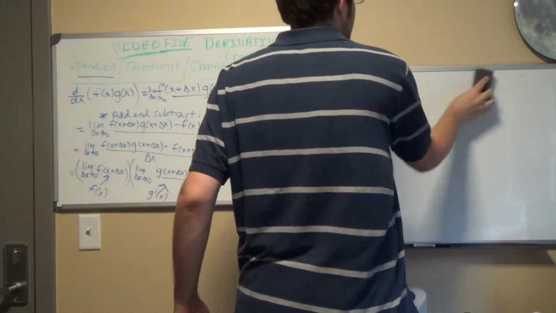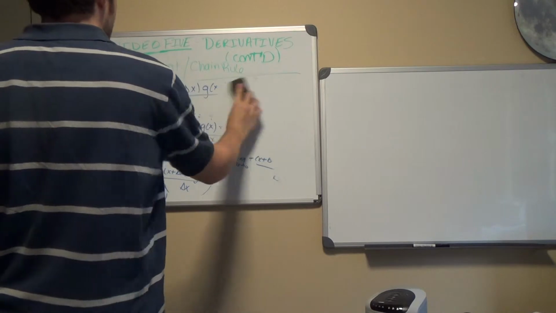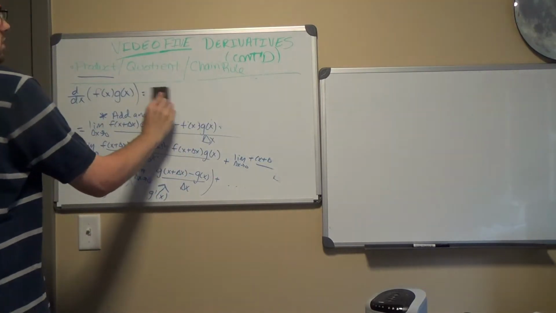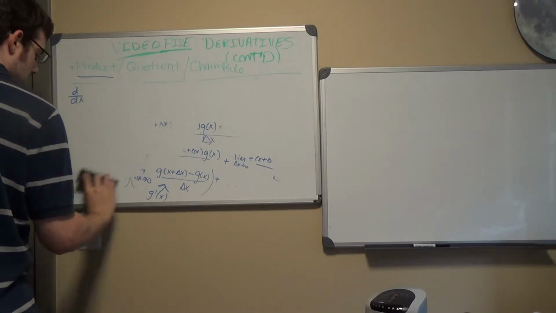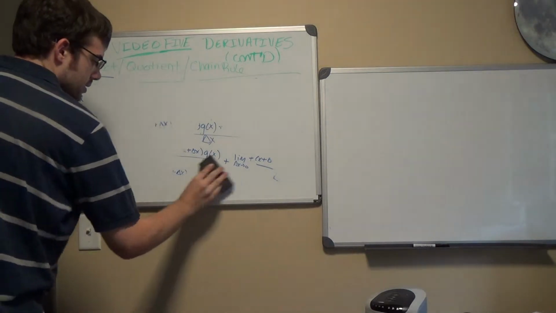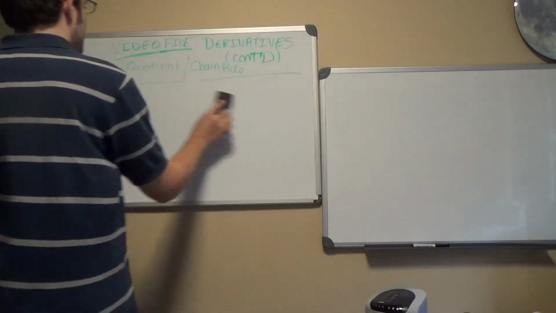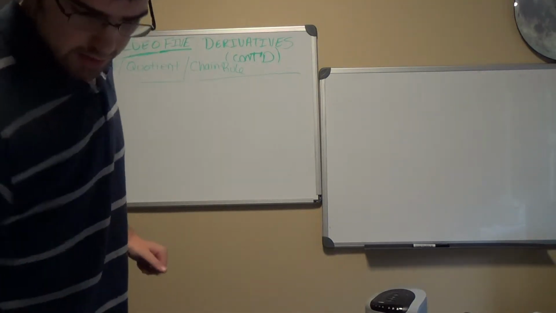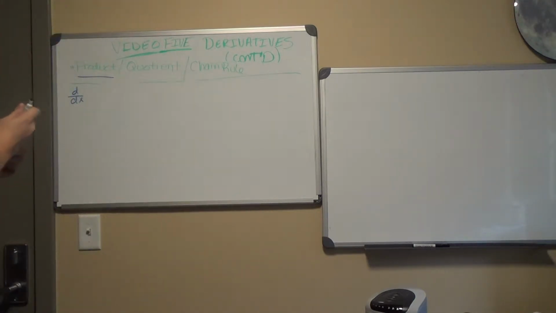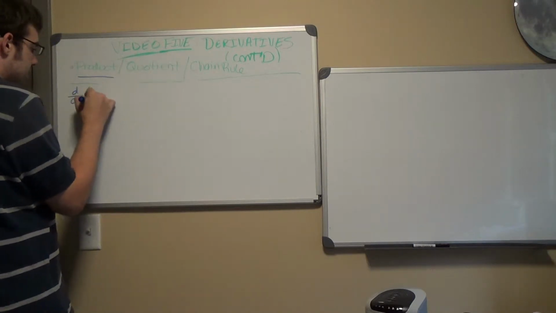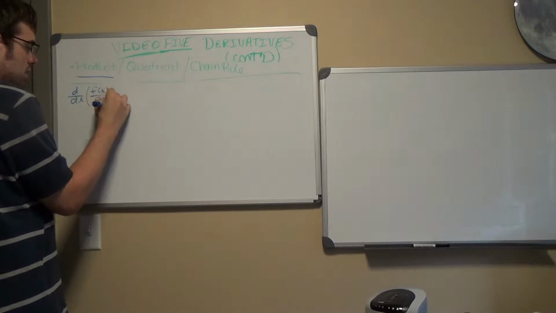The next topic of discussion is going to be the quotient rule, where we'll be using a similar technique, through algebraic manipulation again, to obtain the definition of the quotient rule. So let's say that we have some f of x over g of x.